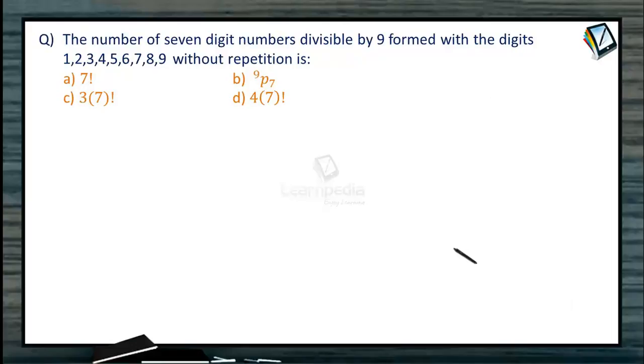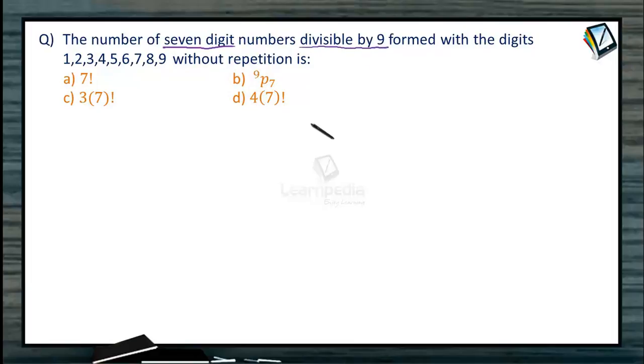Let's see the question. The number of 7-digit numbers divisible by 9 formed with the digits 1, 2, 3, 4, 5, 6, 7, 8 and 9 when repetition is not allowed. What kind of a number is required? The number must be a 7-digit number and it should be divisible by 9. Now these two are the important conditions.